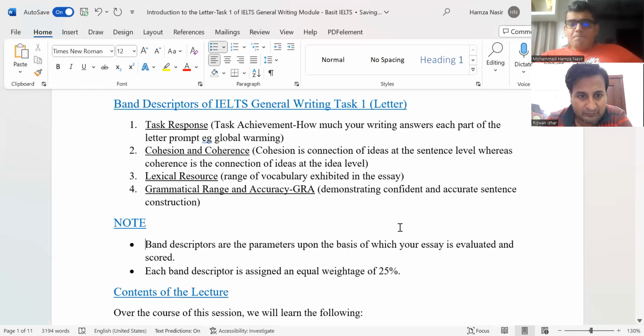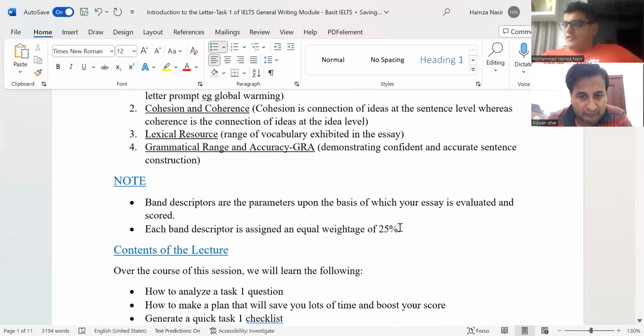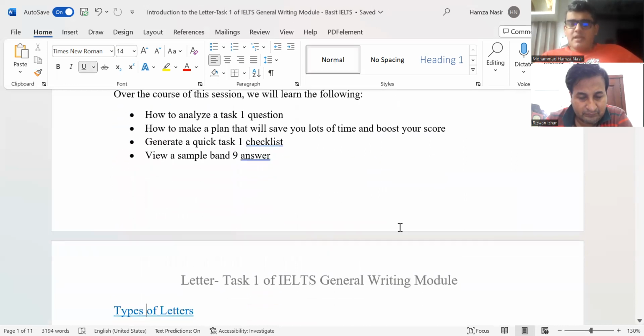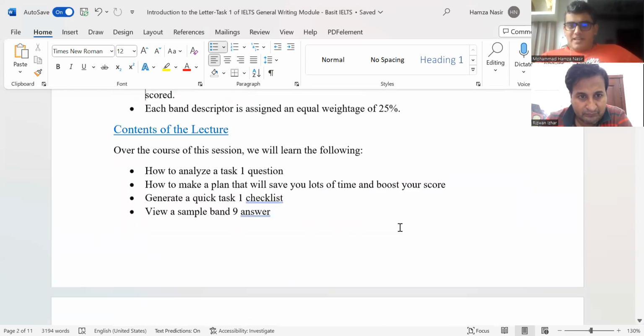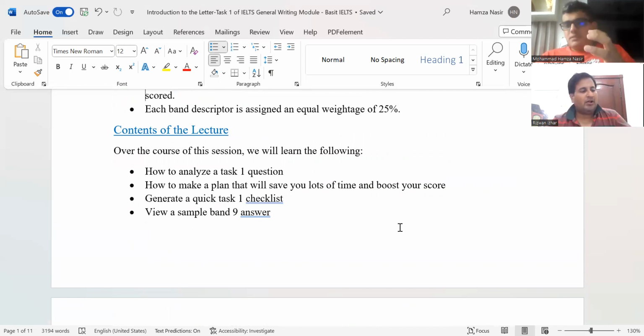So far, this is the basics, okay? We have looked at the definition of the letter as well as the band descriptors. Now, what are we going to be doing in this lecture, okay? In this lecture, we'll be doing number 1, how to analyze a task 1 question. एक क्वेश्चन आता है लेटर के ऊपर, सबसे पहले हमने उसको एनालाइज किस तरह करना है, रफ स्केच किस तरह करना है, एक ड्राफ्ट किस तरह बनाना है, how do you make a preliminary draft, basically how do you plan the letter, right? Anything you do in life, you need to have a plan. You know, there's an old saying in life, fail to plan, plan to fail, right? So हमने plan किस तरह करना है इसको सबसे पहले.